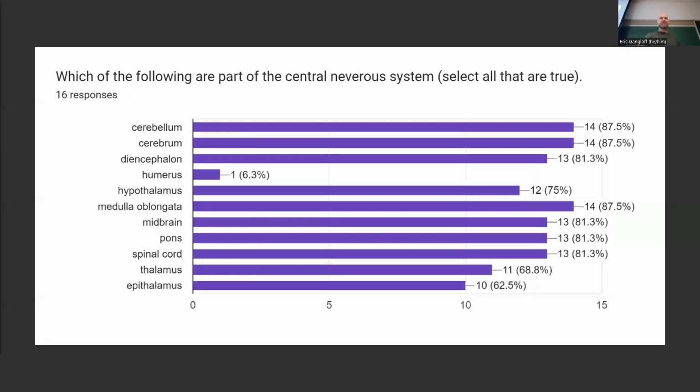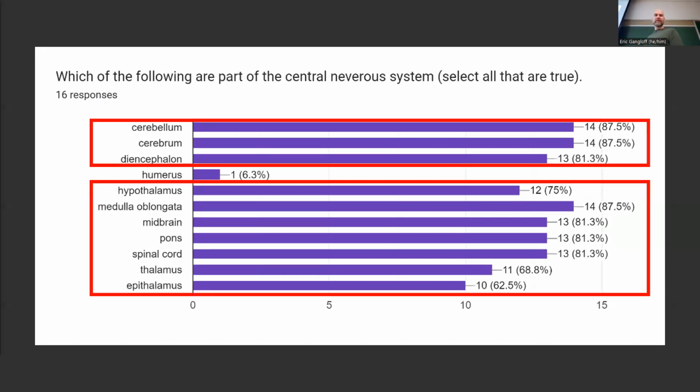The other question I asked you is, which of the following are part of the central nervous system? So CNS, and almost all of you got these right, but not quite everybody. The only thing on here that wasn't part of the central nervous system was the humerus, which of course is the bone in the stylopodium of your upper arm. Everything else is. So remember that your central nervous system is your brain and spinal cord. And on this list, we see spinal cord, and then everything else is part of the brain.